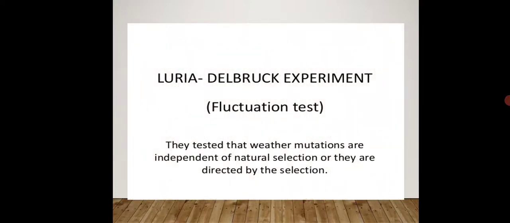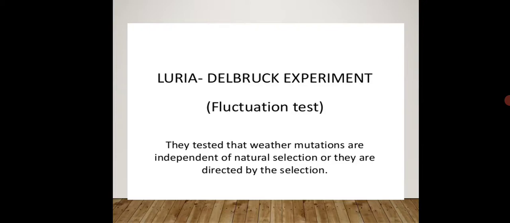Now the fluctuation test, also called the Luria-Delbruck experiment. This experiment is used to predict whether mutations are independent of natural selection or they are directed by the selection. Means this experiment actually predicts whether mutation takes place naturally or it is being induced. So on this basis the fluctuation test depends.